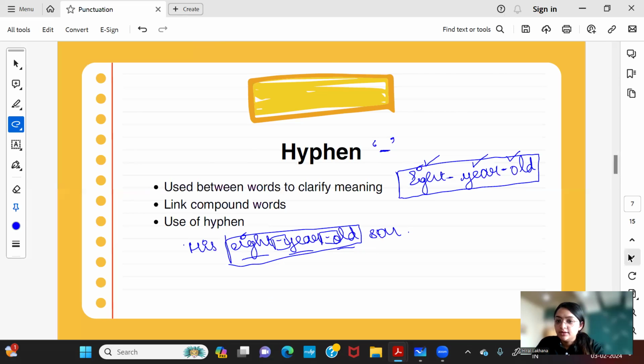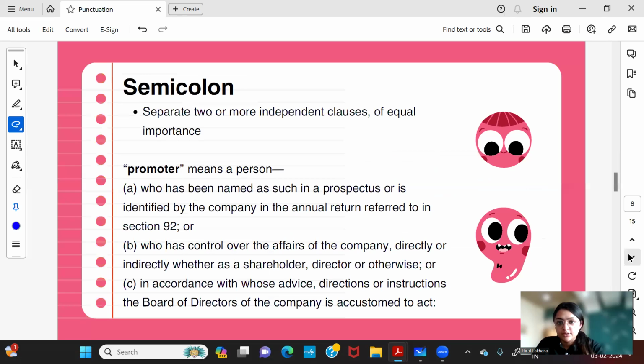Yes, moving on to the next punctuation mark. So we have the semicolon. So semicolon is again used to separate two or more phrases. But then how is it different from comma? So when we were learning about comma, we understood that comma is used to separate phrases or words within a sentence. So when is semicolon used?